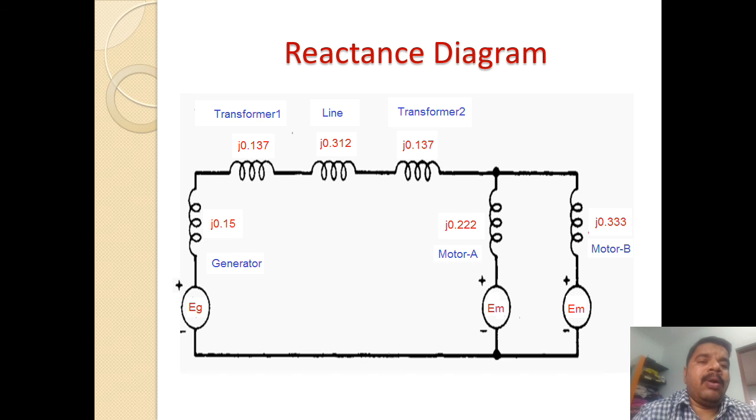But in our problem, the impedance diagram has only reactances, so the impedance diagram and the reactance diagram are the same. The impedance diagram we have here is the same one we get in the reactance diagram.